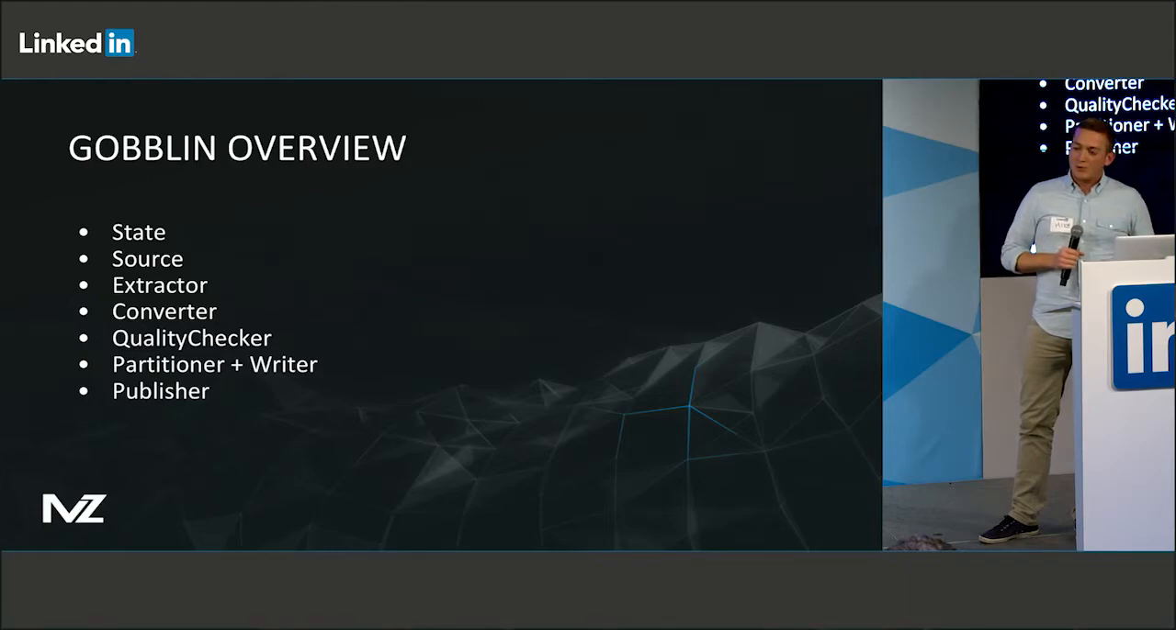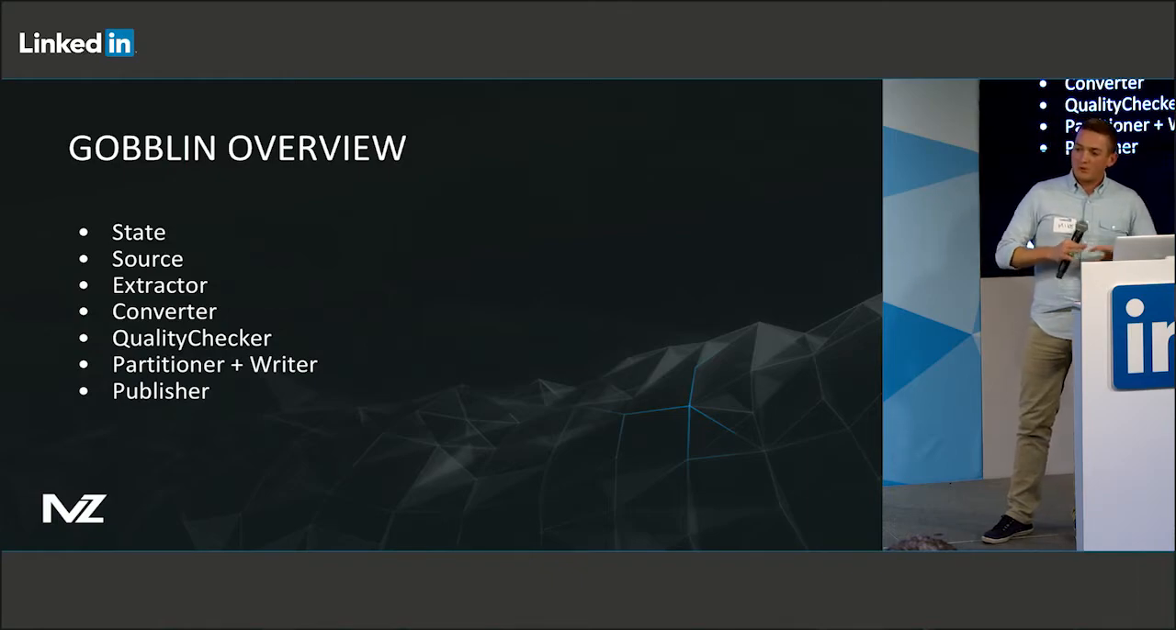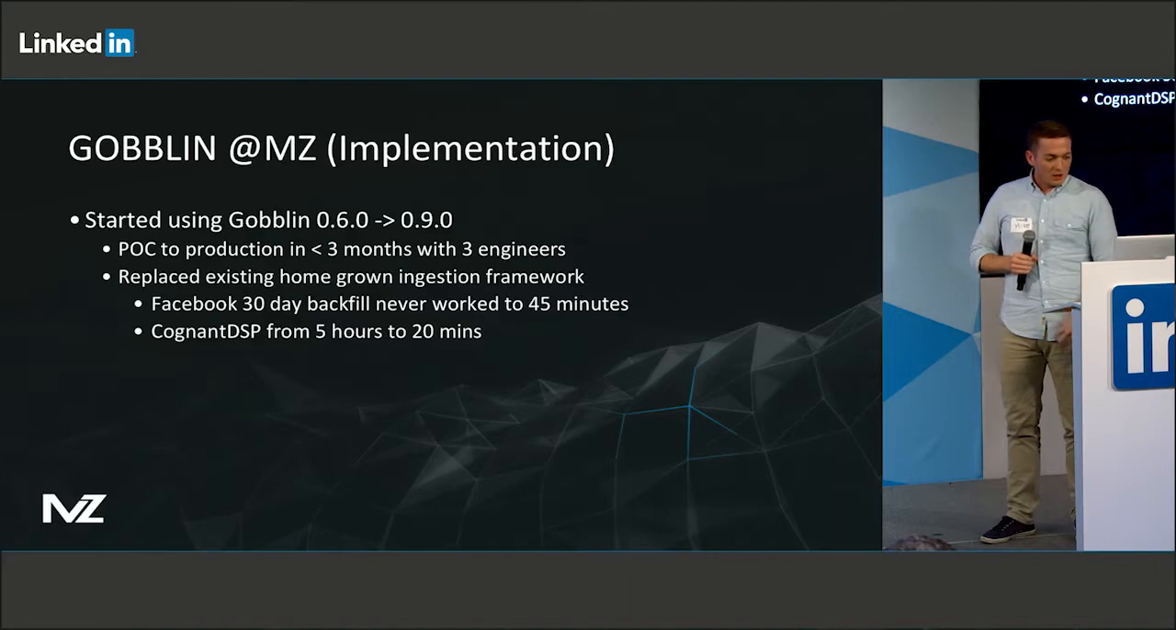You can do row-type quality checking or task-level quality checking. We have a couple of custom ones that we use. And then if it passes the quality checks, it goes to the partitioner writer, which will split the data up and write it to the destination. It's usually a temporary location. And then the publisher will take that temporary location and make it final. In HDFS, that's the final thing. So that's normally what we publish data to.